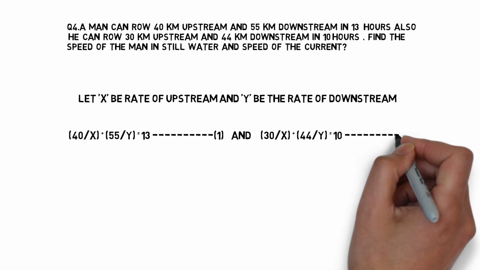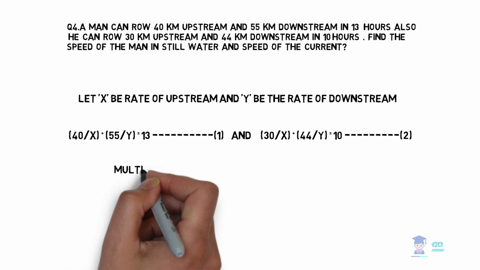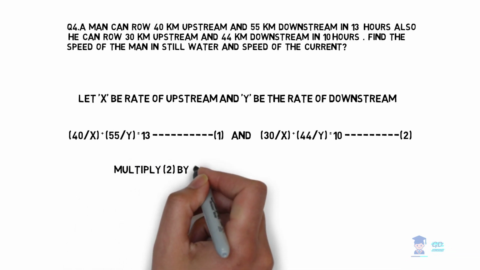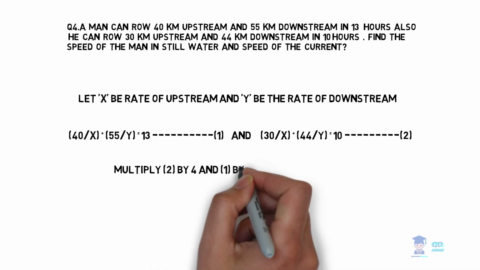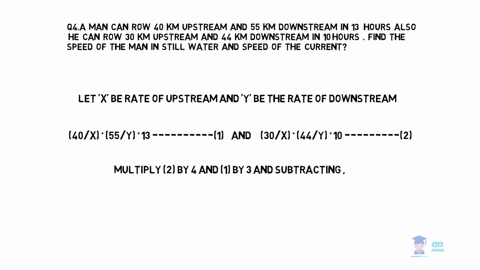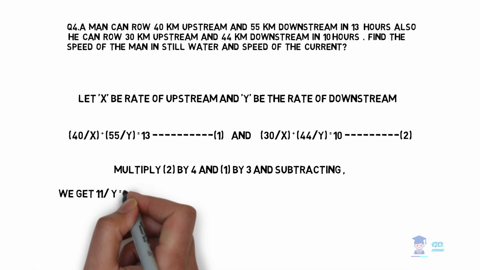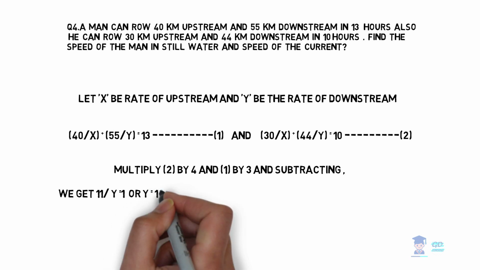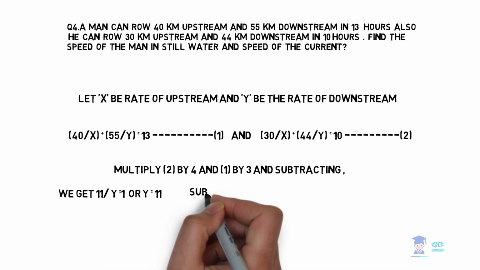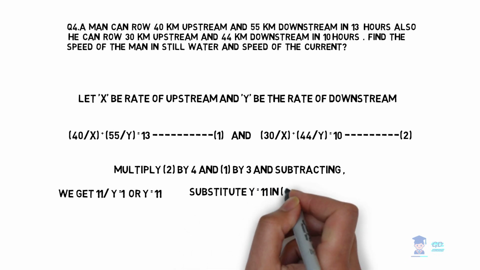What we have to do now is eliminate any one of the terms x or y. So for that I'm eliminating x. I'm multiplying equation number 2 with 4 and 1 with 3, and let me subtract that so that I'll get rid of the x term. When I'm doing so, I have only the y terms. I have 11 by y is equal to 1, or y is equal to 11. Let me substitute the value of y in any one of the equations and get the value of x. Here I'm substituting it in equation number 1, and I'm getting the value of x to be 5.